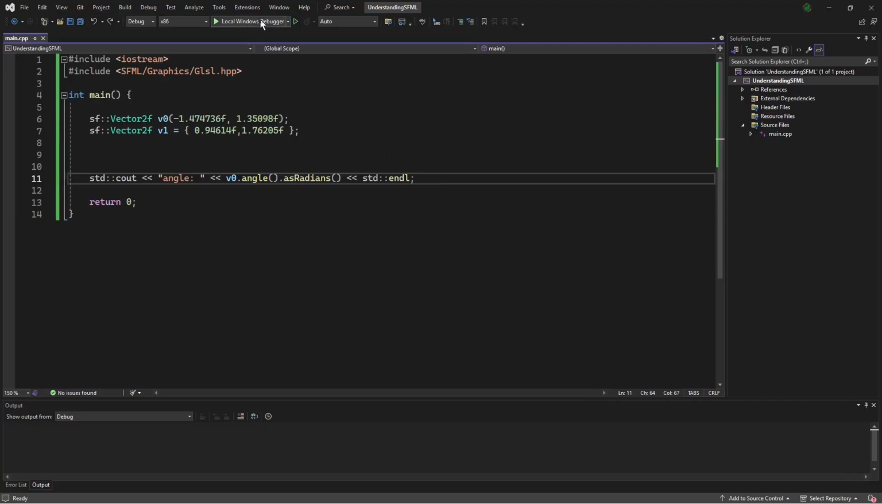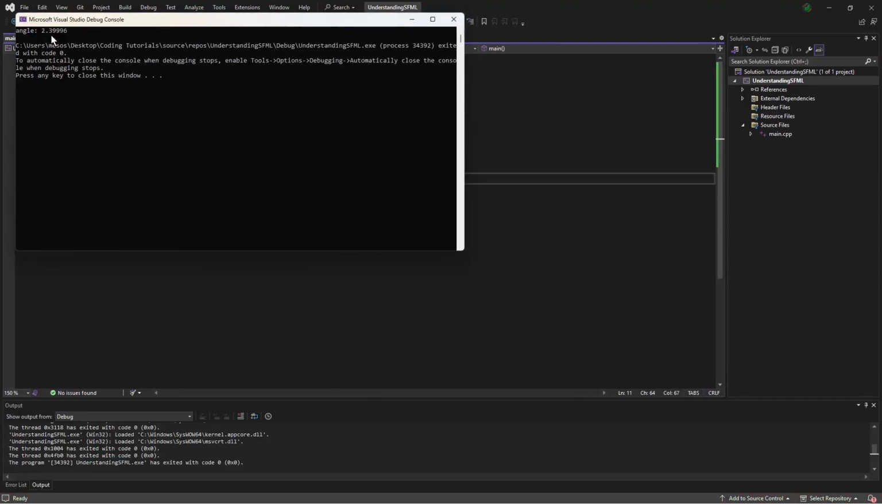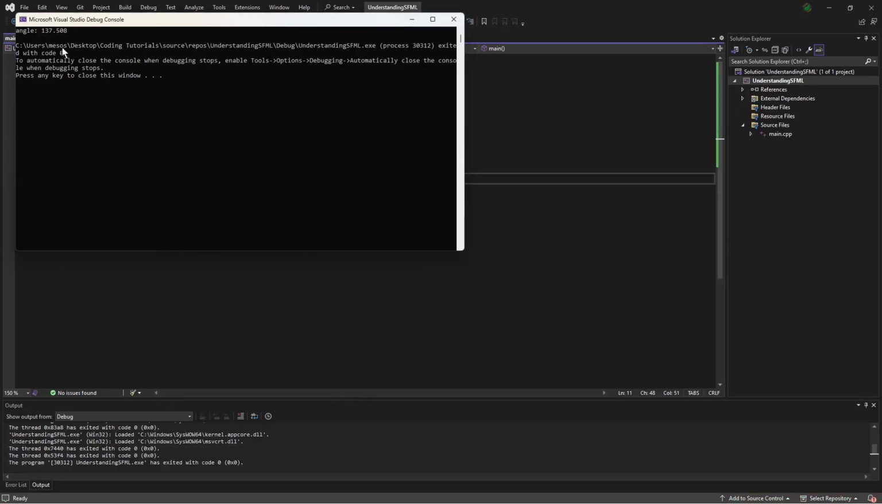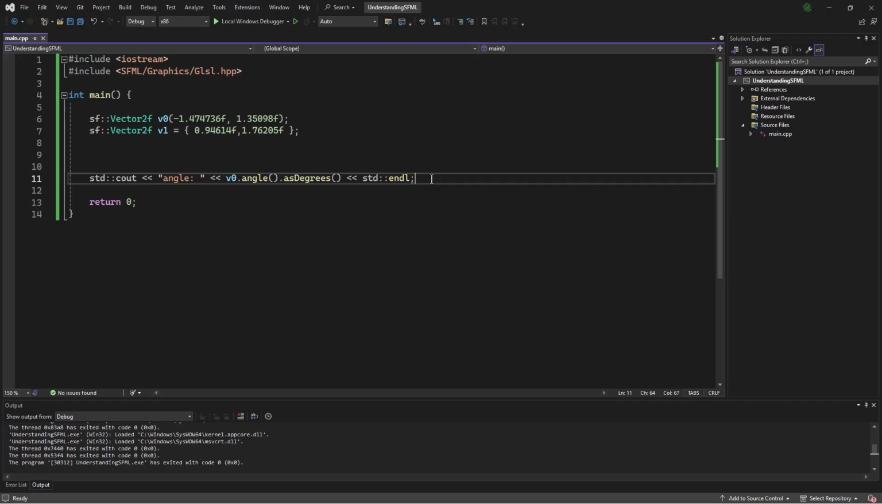Now if we open the debug menu, we can get the angle, and we can see that it's about 2.4 radians. If we were to say as degrees, we would get 137.508 degrees. Though most of the time in programming we won't want to work with degrees but radians.